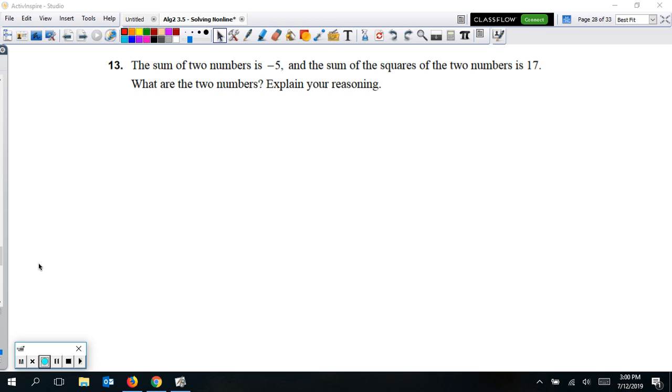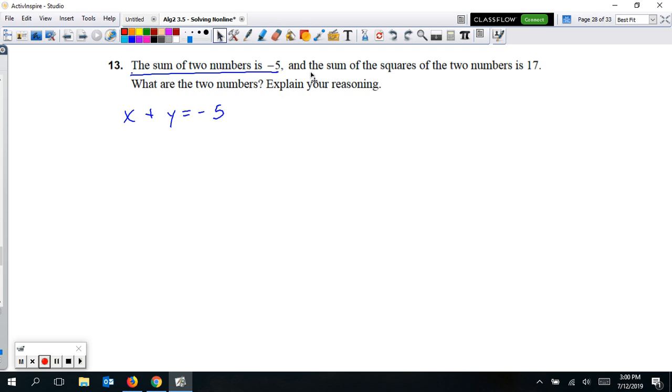So we want to write two equations for this. So our first equation is going to be from this first one here with the -5. The sum of two numbers is -5. So if our numbers are just x and y right now, use those two variables for your numbers. Sum means to add them. So if you add x plus y, it equals -5. There's one equation. It's just a linear equation.